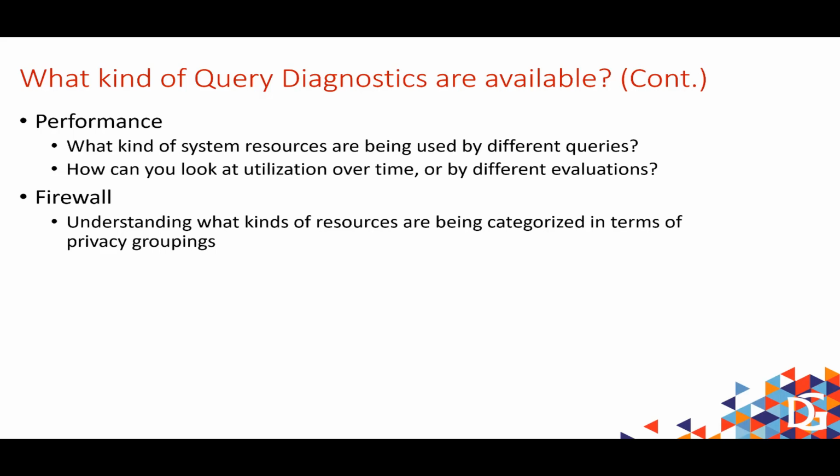And then with data privacy, you want to maybe be able to understand what kinds of resources are being categorized in terms of privacy groupings. If you're having an issue, maybe it's because this particular data source is being categorized as private and it can't talk to the other ones. And being able to really easily see that in one space associated with the actual evaluations that you have in your primary query is helpful for being able to understand and debug.